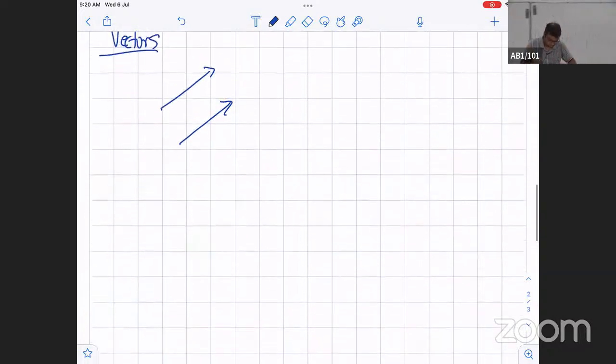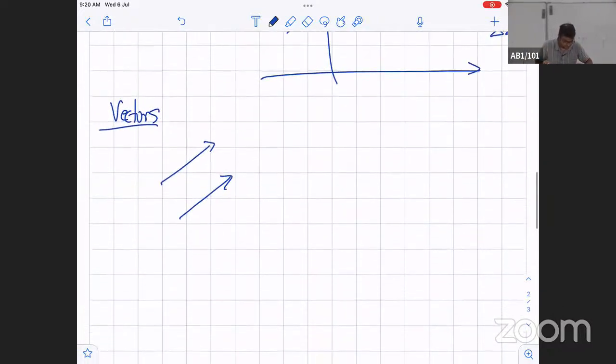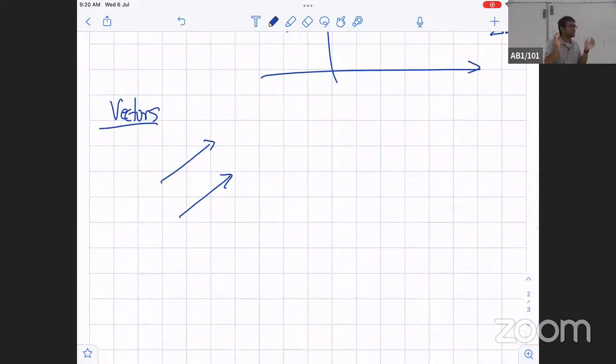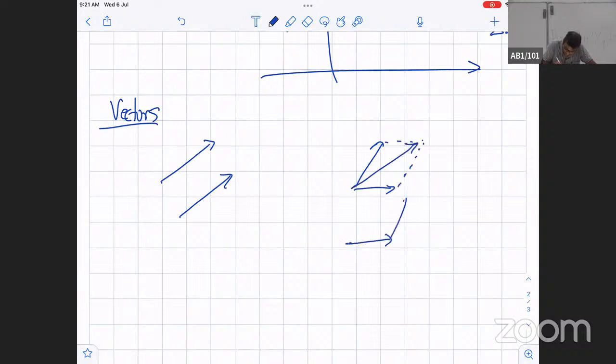These are vectors that you have studied in physics, right? For example, if you take two vectors and apply the parallelogram law, you can add them like this. Or if you take the vectors head to tail, that also you can add, right? So you know how to add vectors, subtract vectors, and so on. These are things that you have learned in school in physics already.